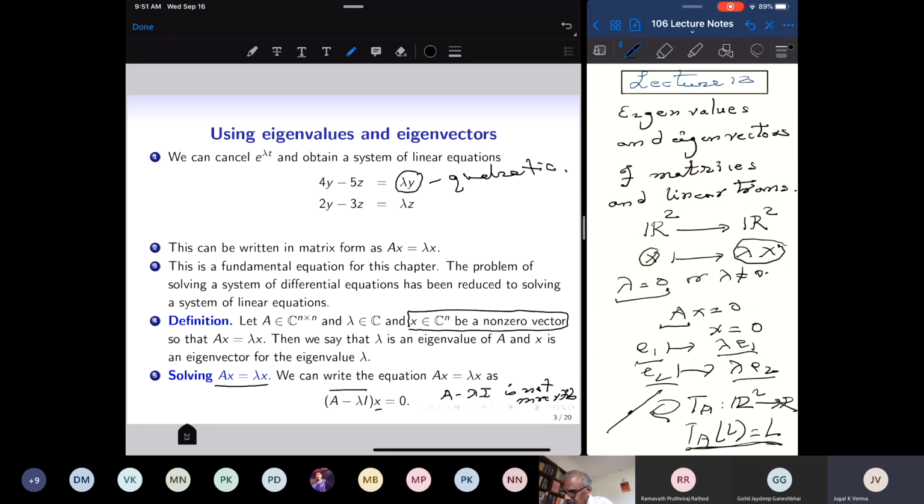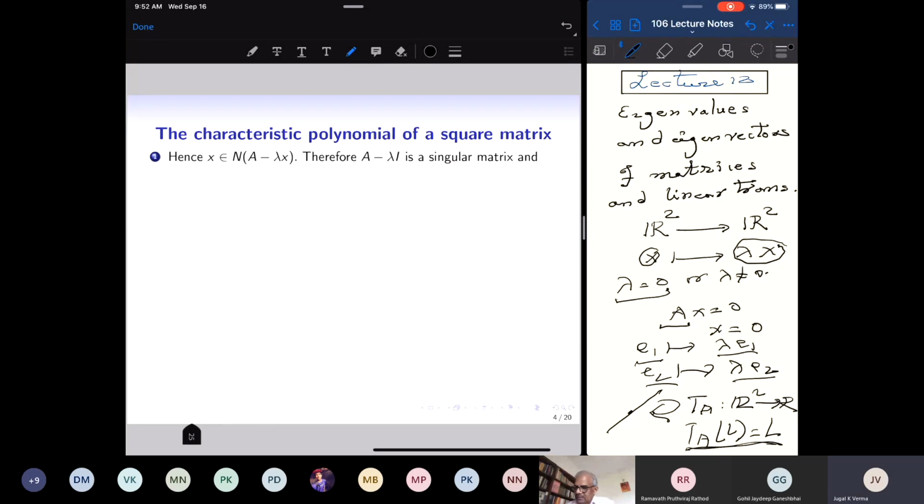Invertible matrices: if I have an invertible matrix B and a system of homogeneous linear equations, then this says that x equals 0, because I can multiply by B inverse. So if we want a non-zero x, then A minus lambda I is not invertible, and therefore its determinant is 0. So x is a vector in the null space of A minus lambda I, because A minus lambda I times x is 0. Okay, so A minus lambda I is a singular matrix, and so its determinant is 0.